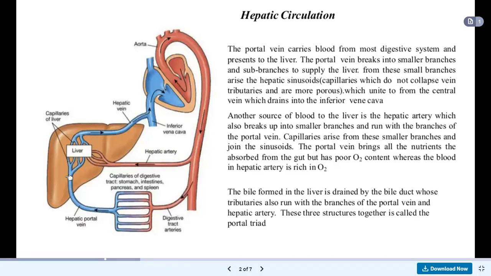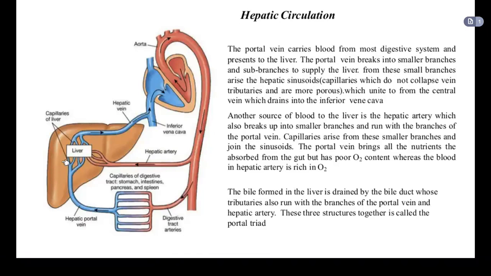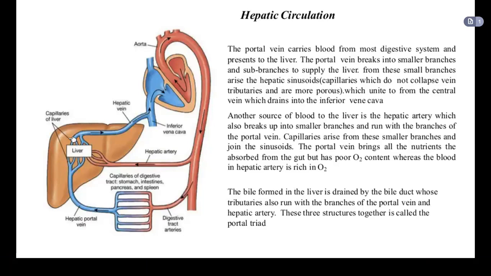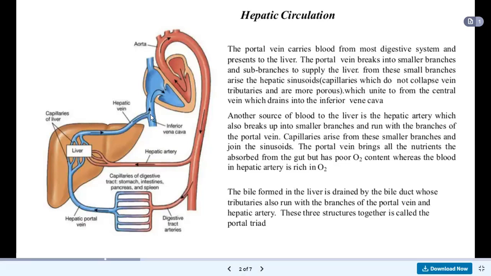So these are the capillaries, or what you call the hepatic sinusoids, which unite to form the central vein, which drains into the inferior vena cava. So all these capillaries will form a central vein, which now drains into the inferior vena cava.